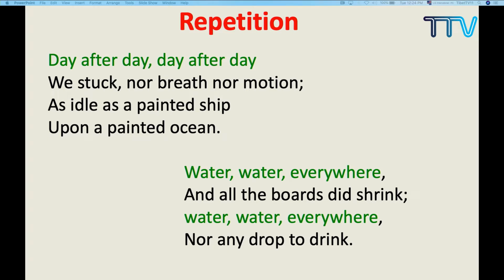If you look at these two stanzas, you will see the repetition. Day after day, day after day. If you look at the next stanza, you will see water, water everywhere, and all the boards did shrink. Water, water everywhere, nor any drop to drink. So this is an example of repetition. You got it? Some words are repeated or some lines are repeated.